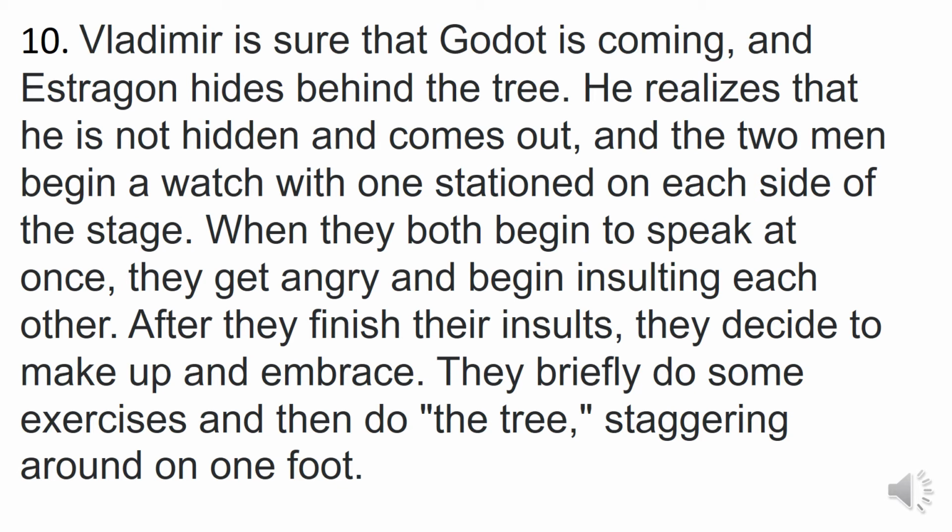He realizes that he is not hidden, and comes out, and the two men begin to watch, with one stationed on each side of the stage. When they both begin to speak at once, they get angry and begin insulting each other. Okay, so that is obviously also a very absurd thing to do, to start speaking together, saying the same thing, and then fighting. After they finish their insulting, they decide to make up and embrace. They briefly do some exercises and then do the tree, staggering around on one foot. Okay, very clown-like movements there, once again drawing from the comical in the characters.